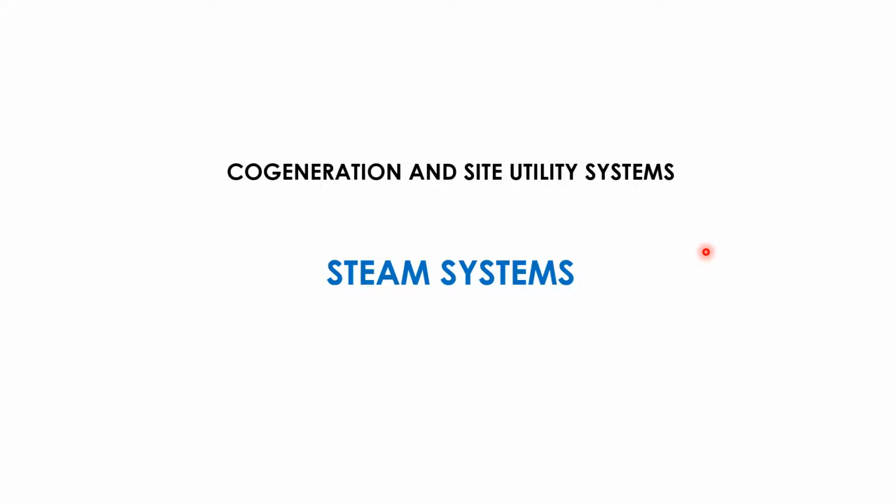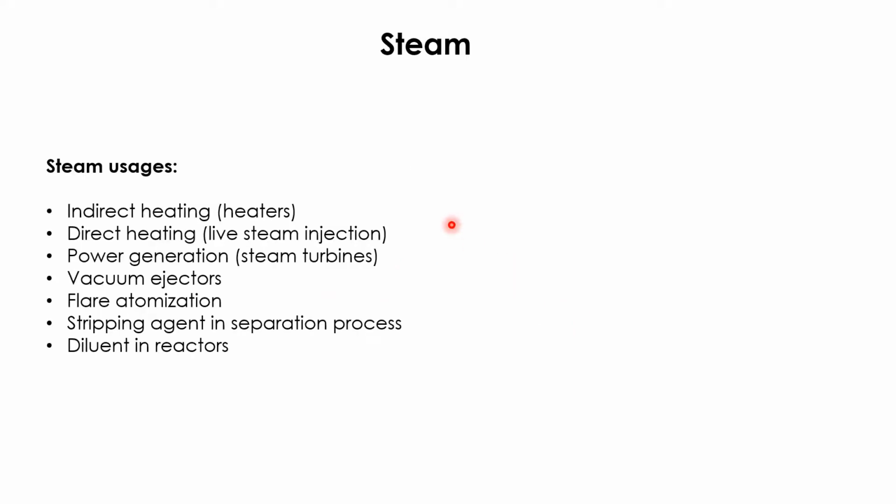In this chapter, we will discuss the steam systems in cogeneration and such utility. Knowledge about steam, its behavior and usage, is very important when we discuss plant utilities because steam is used extensively in chemical plants. So what are the usages of steam?